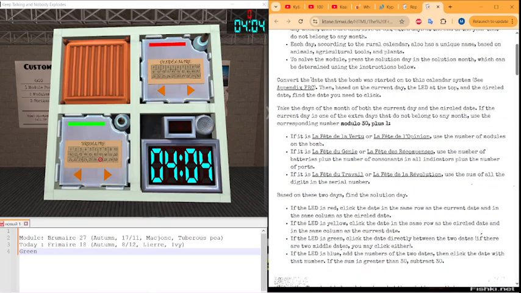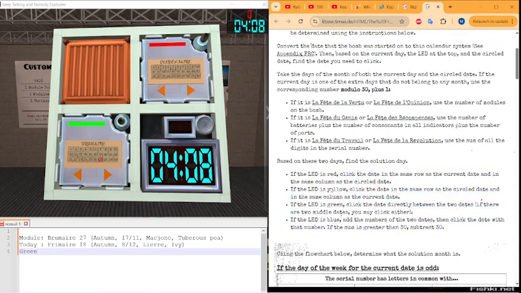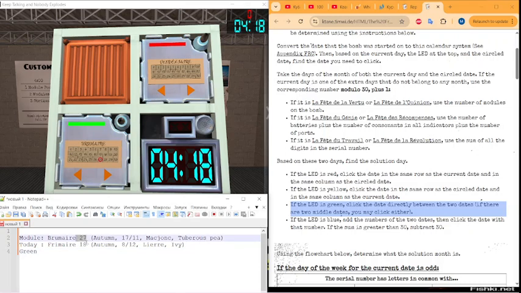So as I said before, to determine the solution date, we would need the LED, so this is green. So our date would be directly between the two dates, 27th and 18th. So the average. If there are two middle dates, as in these don't share parity because there is no average, we can click either. So it could be either 22 or 23.